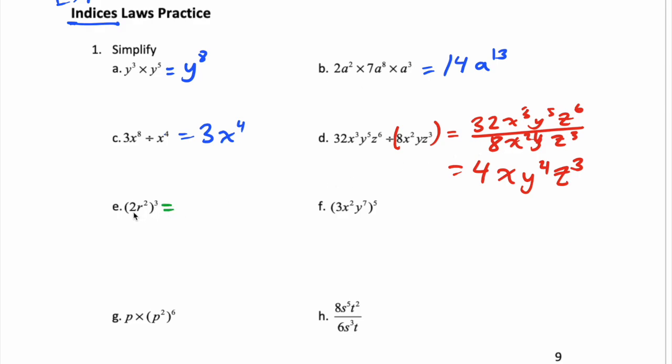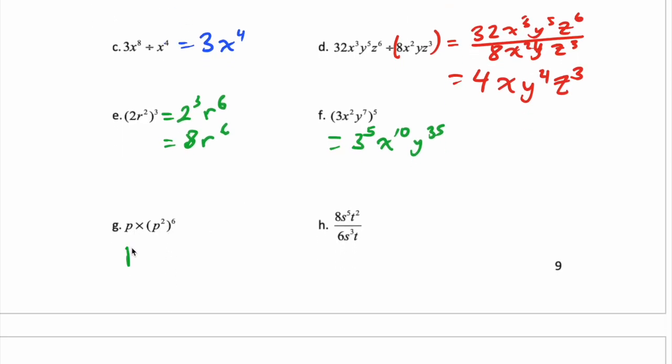Now, an exponent of an exponent. If this is cubed, then you're going to have 2r squared times 2r squared times 2r squared. So the 2 is multiplied by itself 3 times, and the r as well, so you're going to get 2 cubed r to the power of 6, or 8r to the power of 6. 3 to the power of 5 is quite large, so I'm just going to leave it as 3 to the power of 5. And here you do exponents before multiplying, so you're going to have p times p to the power of 12, and overall you get p to the power of 13.